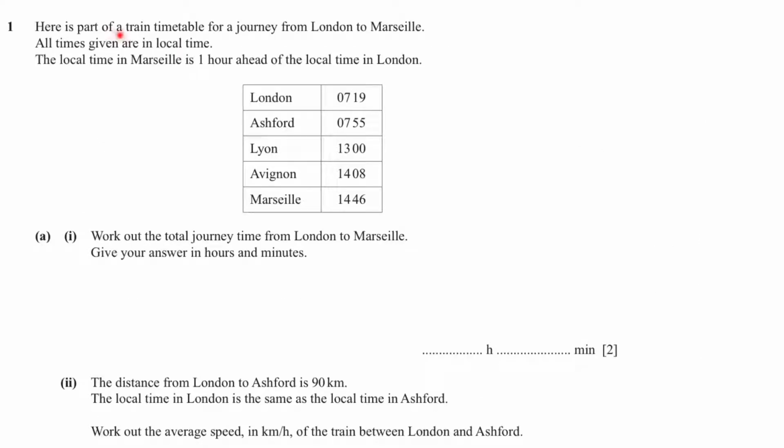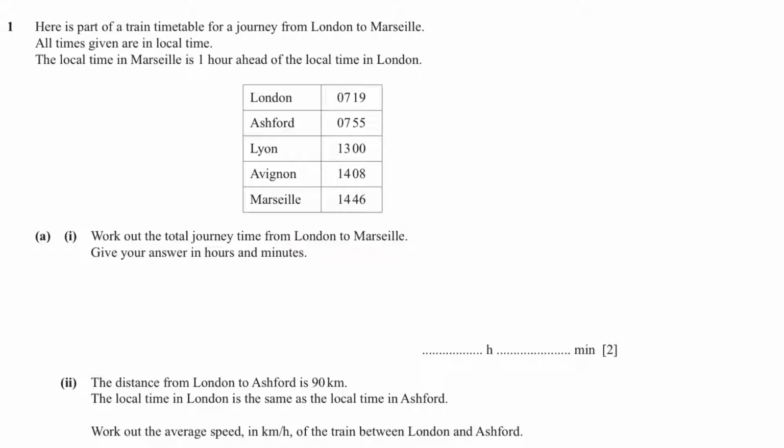The first question is of a train timetable for a journey from London to Marseille, and all times given are in local time. The local time in Marseille is 1 hour ahead of the local time in London. Work out the total journey time from London to Marseille. Give your answer in hours and minutes. So we know that the local time in Marseille is 1 hour ahead of London, and in part 1A they want us to find the total journey time from London to Marseille, in hours and minutes.